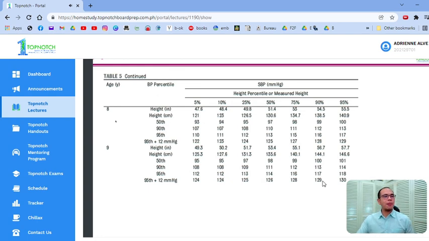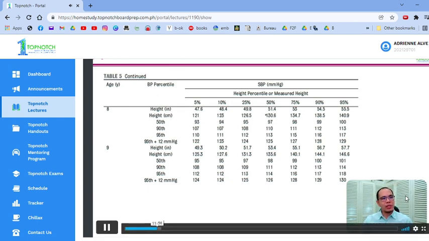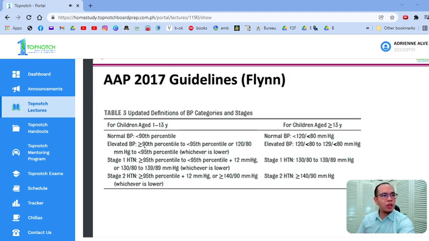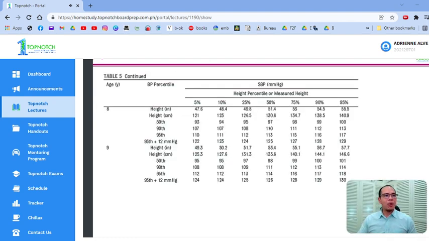Okay? So balikan natin yung case natin. For a 8-year-old patient who is 130.6 centimeters, ang 95th niya is 113, ang 95 plus 12 niya is 125. Ibig sabihin, if your systolic blood pressure is less than 110, your patient is normotensive. If your systolic blood pressure is from 110, okay, papuntang less than 113, your patient has elevated BP. Tama ba? Balikan natin ulit. Okay? So elevated BP is more than or equal to 90th but less than 95th. So tama. So 110 to 112, less than 113 kasi dapat elevated BP yan.